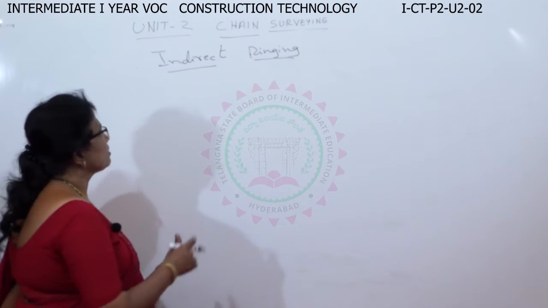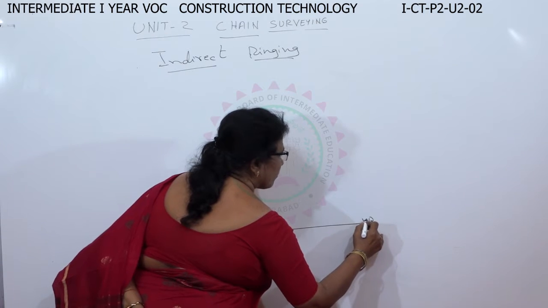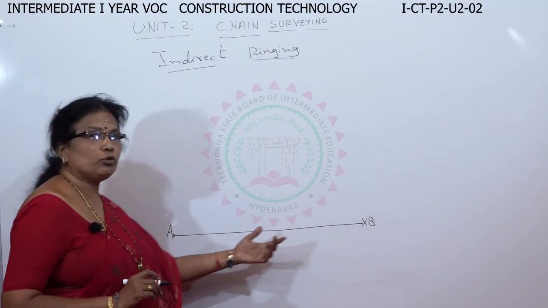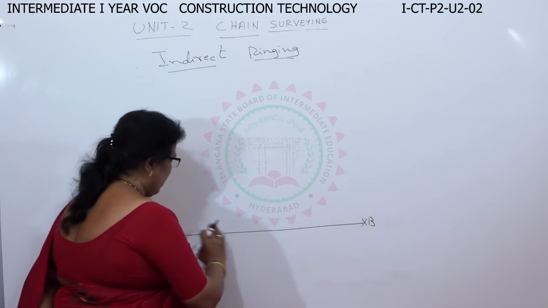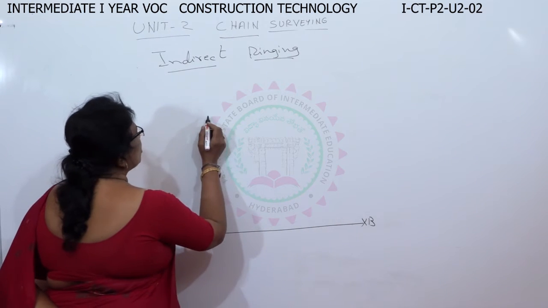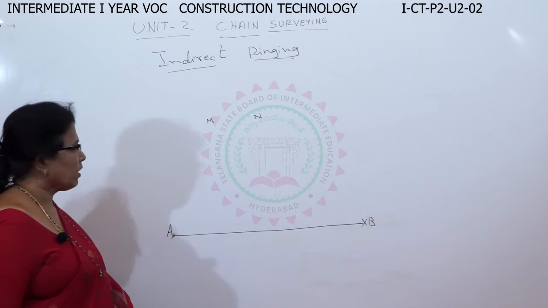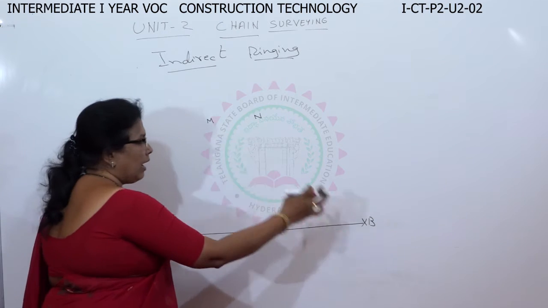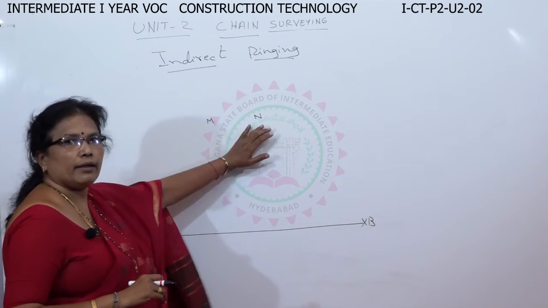Now we'll look at how to do indirect ranging. This is the line we have to measure, A and B. But due to some high ground or anything, person A cannot see B and B cannot see A. At that time you take 2 more points, M and N. How do you take these 2 points? The person at A should be able to see M and N, and the person near B should see both the points M and N. Like that, you select 2 points M and N.